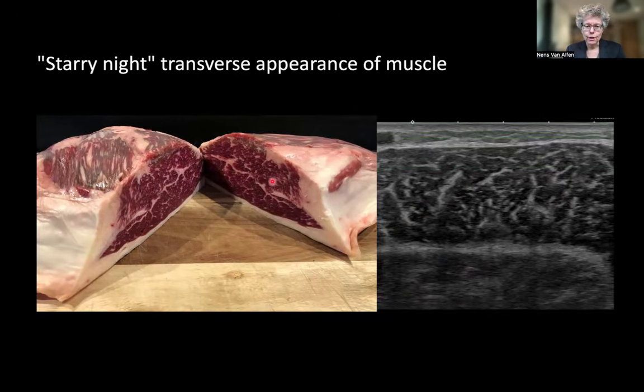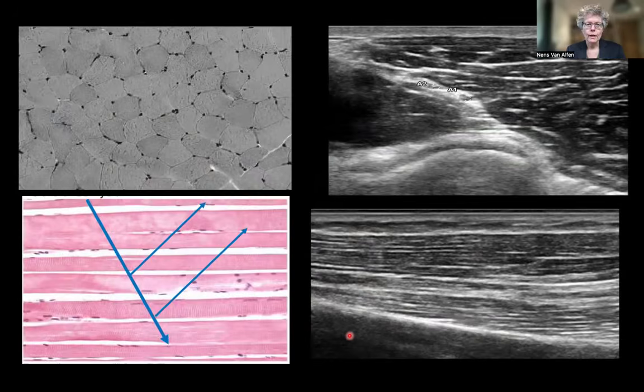You see the dark areas, both here and there. Those are the muscle fibers themselves. And you see the white stars in that dark sky, if you will. And those are the fascial linings right here. So this is what a normal muscle looks like in a transverse cut.